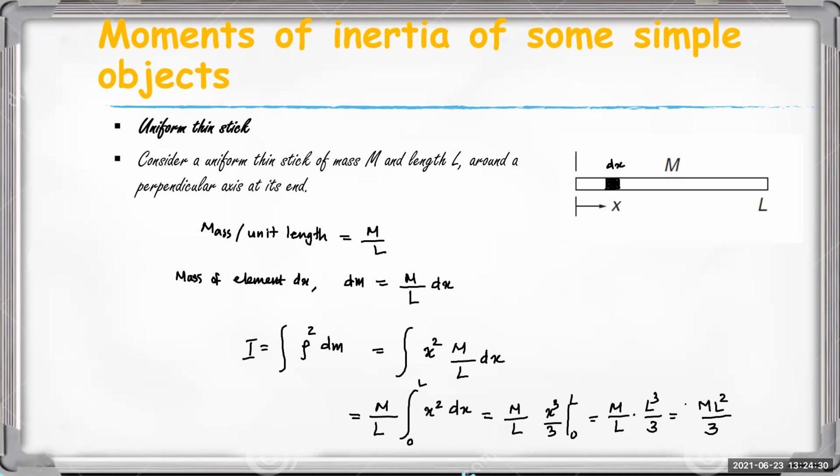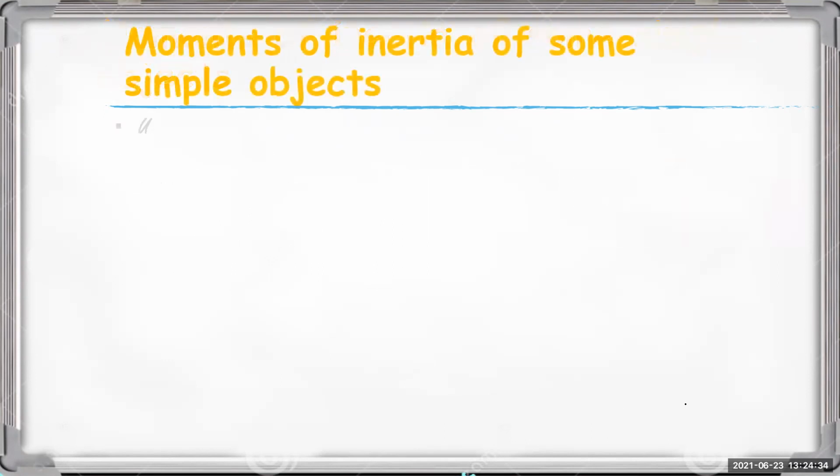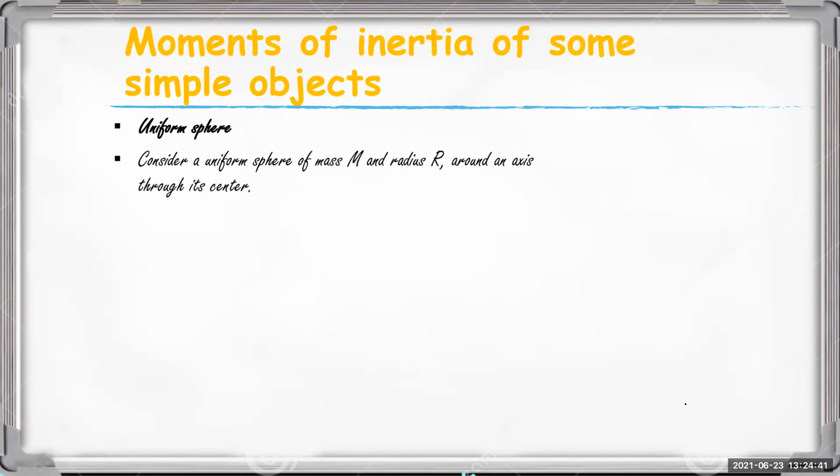Then we are going to obtain the next one, that is the moment of inertia of a uniform sphere. Okay.